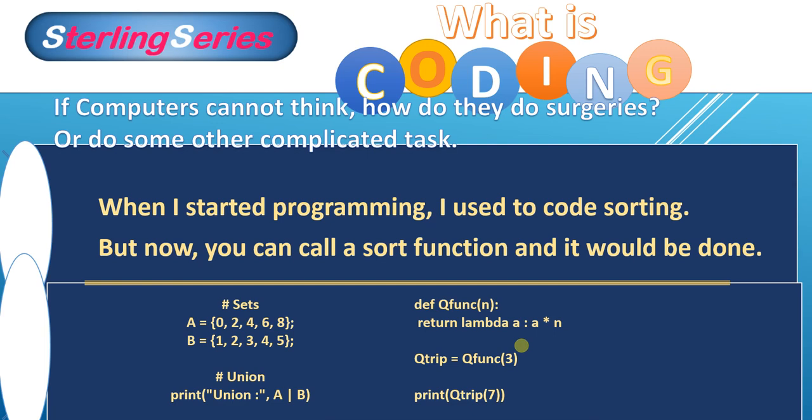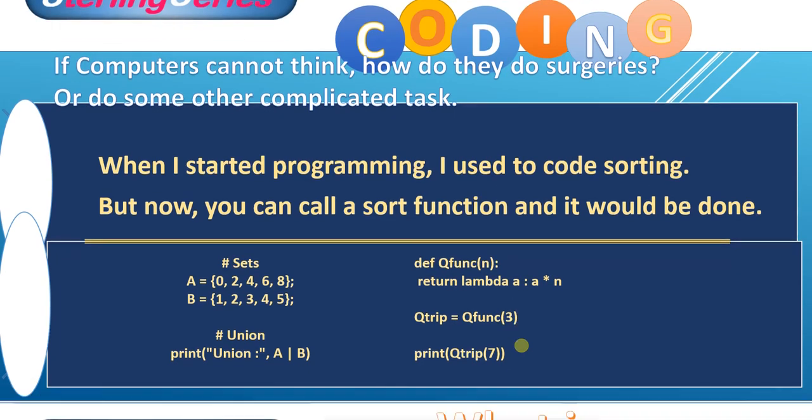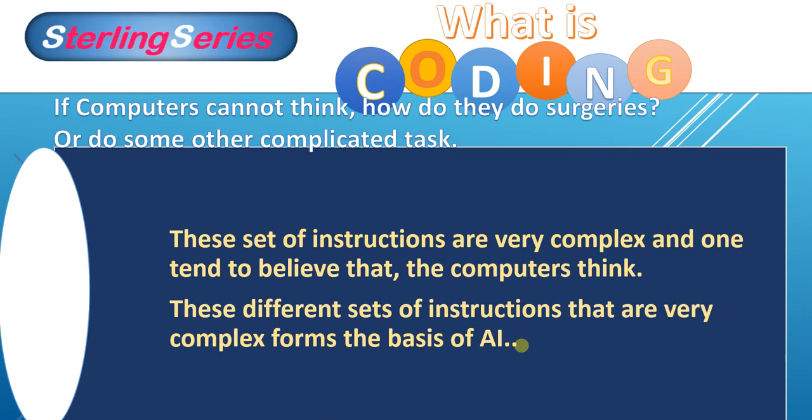So all these things are becoming easier and easier because the instructions that are routine have been done by somebody and kept there that you can always go to. But still, this does not mean that the computer thinks. This set of instructions is very complex, and one tends to believe that the computer thinks. The complex nature of instructions is the basis of AI, which is called artificial intelligence.